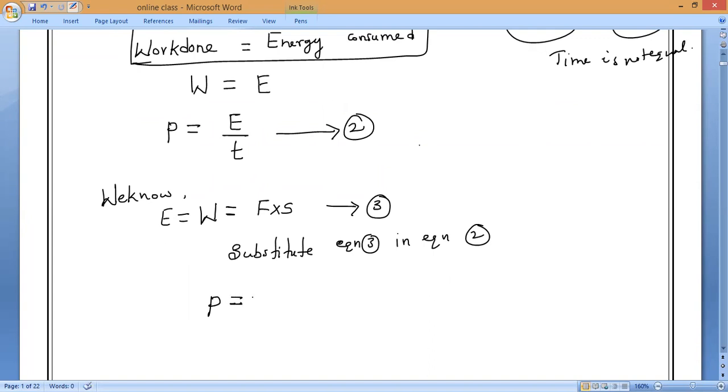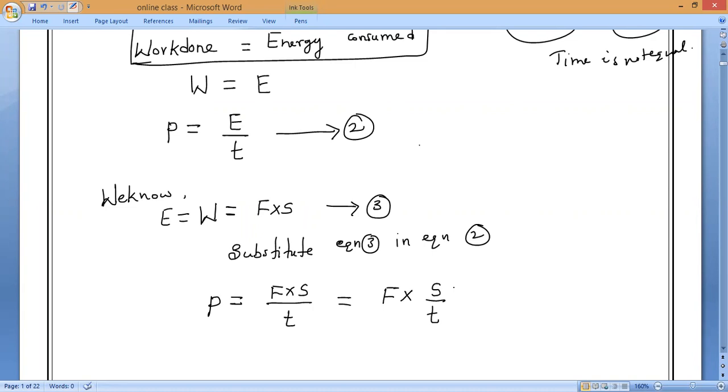Power P is equal to... if I'm calling you, it means definitely there is some purpose. You must say, that is your responsibility. So tell me, E is equal to what? I will write F into S. So P is equal to F into S divided by T. That is what I can write. Now this formula, I will split and write F into S by T.